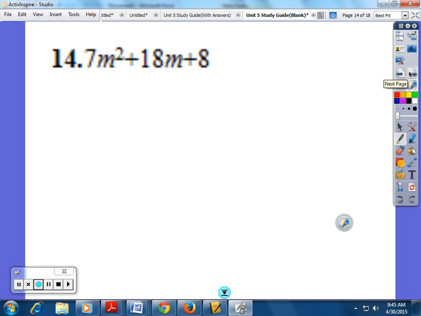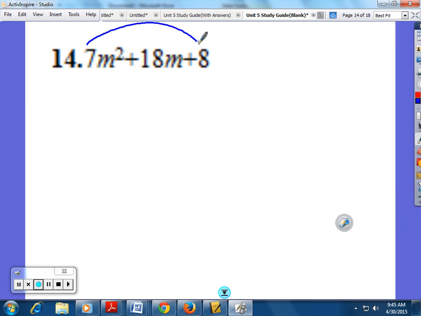All right, same process for this one. We do arc it, stick it, because this number is bigger than 1. The first term is bigger than 1. We're going to rewrite our problem. The only thing that changes is the first term and the last term. The middle term stays the same.